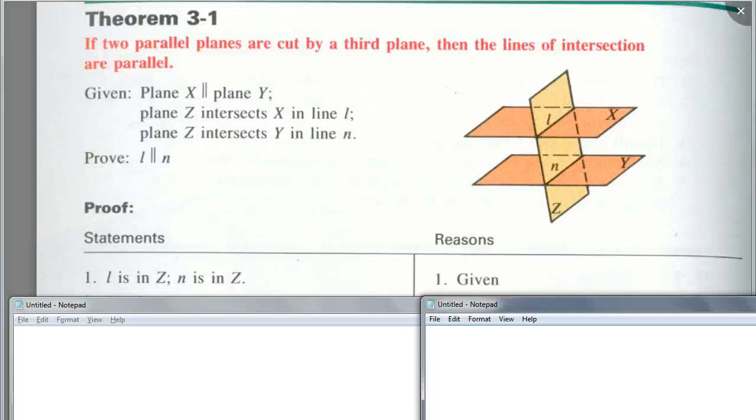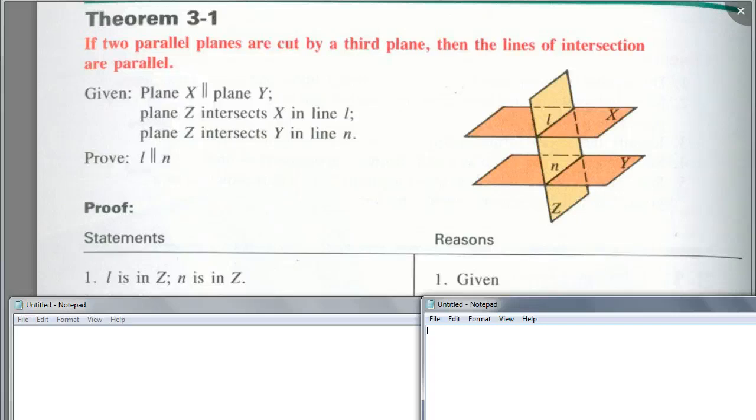L is in X and N is in Y. What would your reason be? Could we say that right after this? Oh, you want to say the given again? Yeah, we could do that. But why do you think we start off with this given? If they were going to do that, they could have put down everything that's given in the first step.